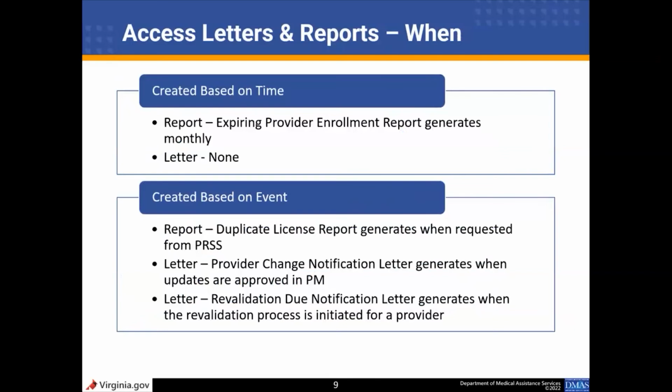So reports and letters are available for review based on certain times and or events. Understanding what causes reports and letters to be generated helps users know when they will be available for review. Time-based letters and reports can be accessed after they are generated by the system. Event-based letters and reports can be accessed on demand. I want to point out the revalidation due notification letter is considered event-based since it is linked to a trigger in the system, the specific provider's revalidation due date. The scheduled process runs daily, but only generates letters when the due dates hit.